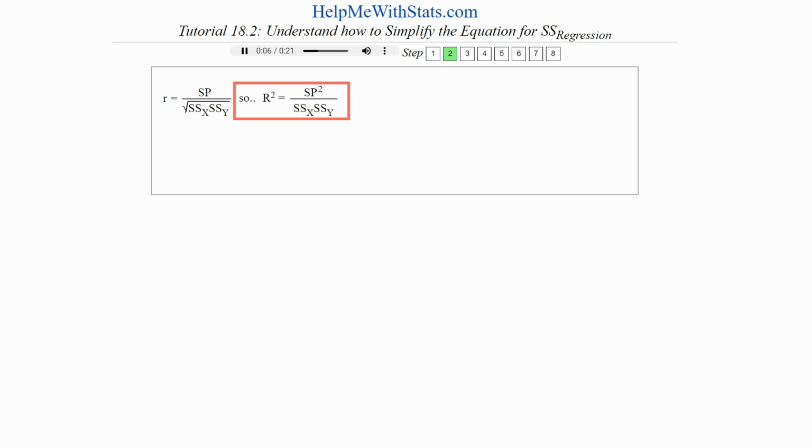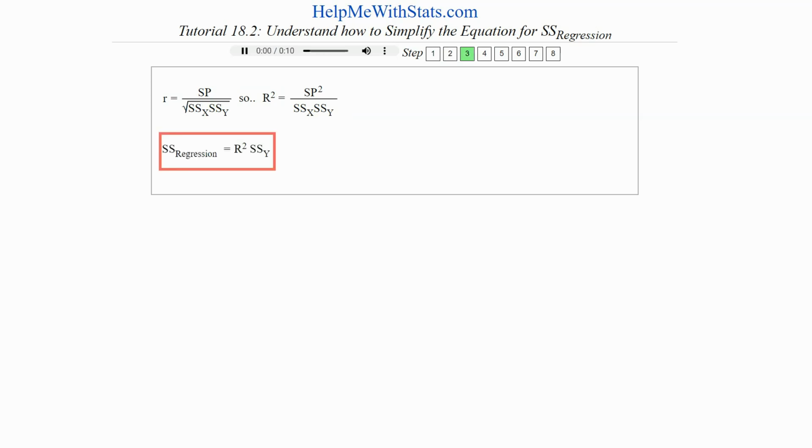SS regression is equal to the coefficient of determination, R squared, multiplied by the total error, SS. R squared is the sum of products squared divided by the product of the sum of squares for x and the sum of squares for y.